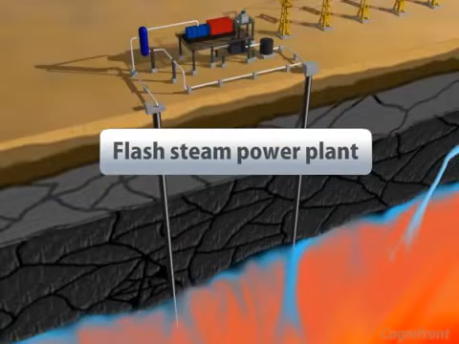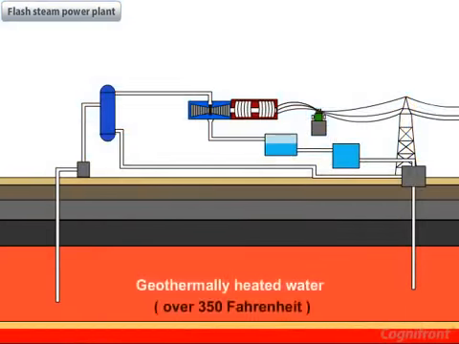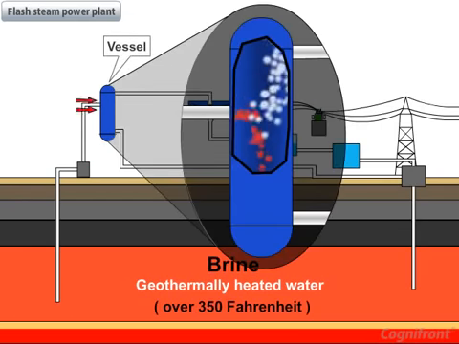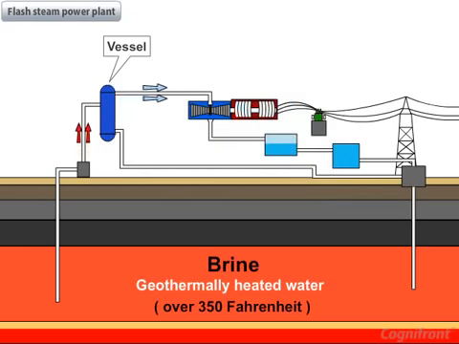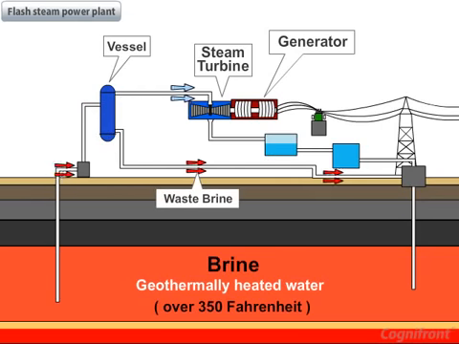The next type is the flash steam power plant. This type is used where there is availability of geothermally heated water at a high temperature of over 350 Fahrenheit. This water is called brine, and it is transferred to a vessel where steam is generated. This steam drives the turbine coupled with the generator to produce electricity. The waste brine is injected back into the earth.